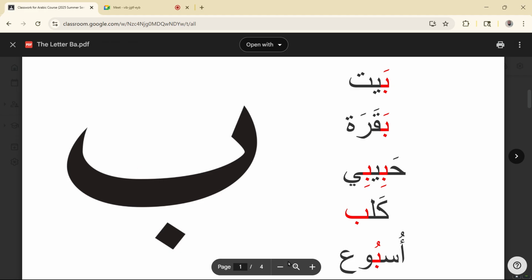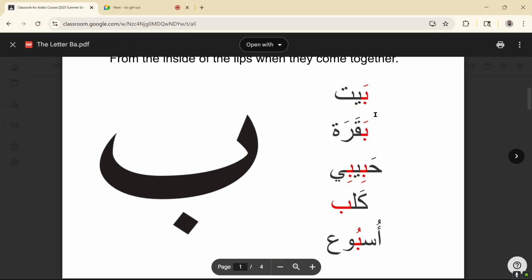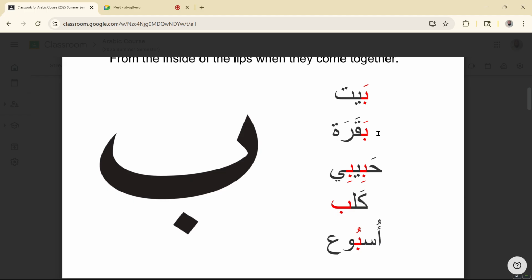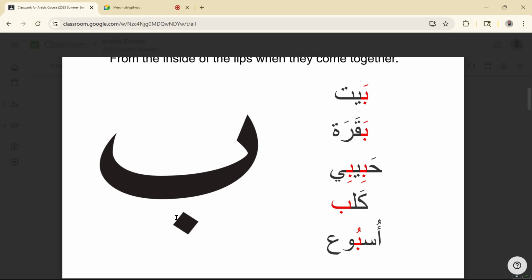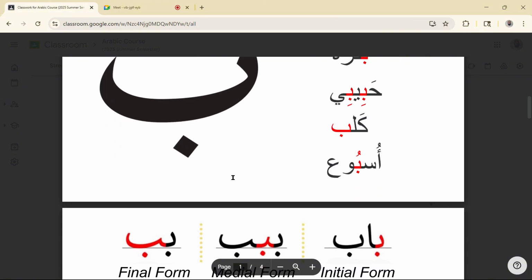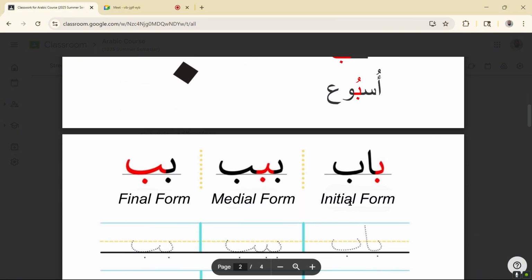And before getting to these examples that I wrote, the letter ba in different words that we may recognize from Arabic or from the Qur'an, I want to go over the different positions. So each letter has different positions in Arabic that we're all going to have to learn and get used to. For example, the initial form is going to be in the beginning of a word. Remember, we read from right to left. The medial form is going to be in the middle of the word. And the final form is going to be at the end of the word.